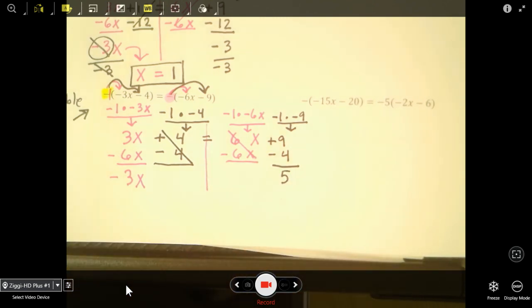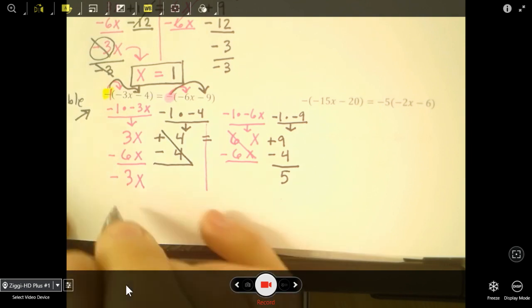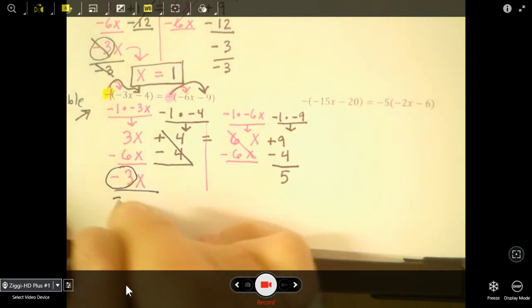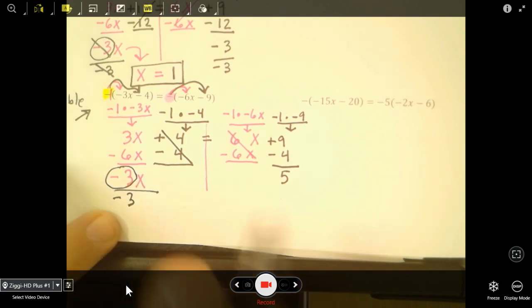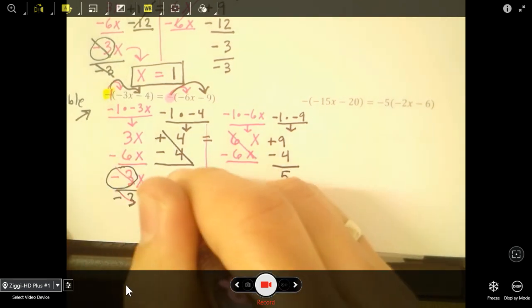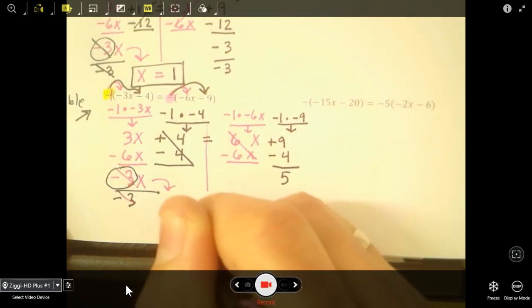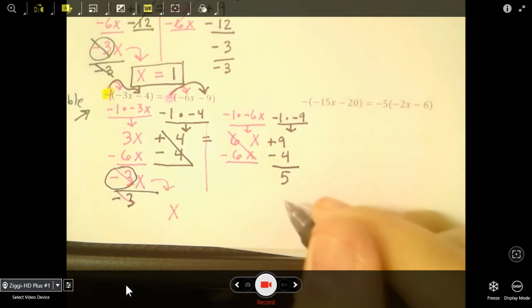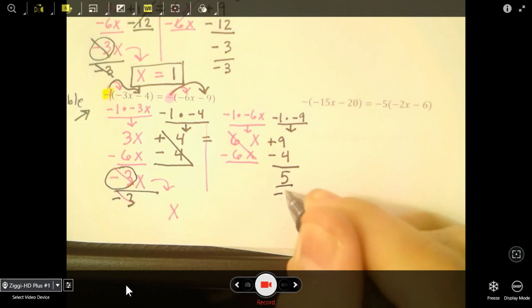So our final step is to get rid of this coefficient of negative 3. The way we do that is we divide by that number. And it doesn't matter what number it is. We always divide by the number and its sign to get x by itself, isolated. And if I divide by negative 3, it just leaves me with simply 1x. And over here, I have 5, and I got to divide that by a negative 3.